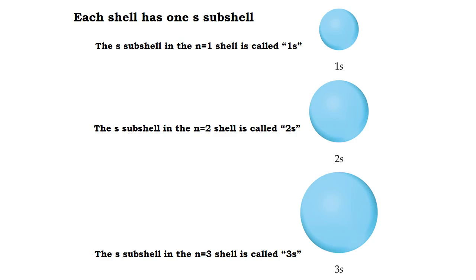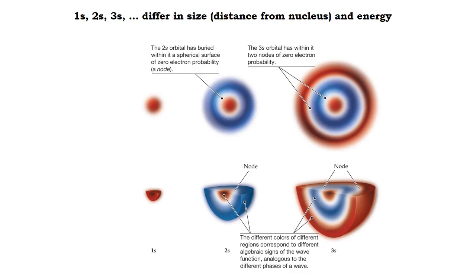As you can see in the picture, the shells get larger. As I mentioned before, the 1s is the smallest. It's the closest to the nucleus, and then the 2s is outside of that, further from the nucleus, and the 3s is outside of that. They differ in size and therefore distance from the nucleus, and they differ in energy. So the first shell is the lowest in energy, and the energy increases as you get higher shell numbers.